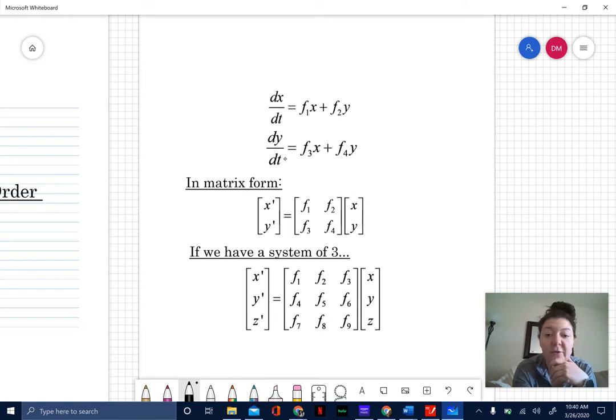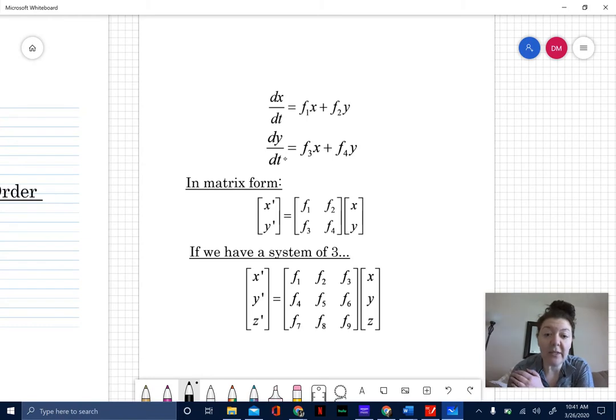These f1, f2, f3, f4 can be coefficients, but they may also be functions of our independent variable, where in this case, because we have x and y, they're both functions of the independent variable t. So in matrix form, and this is why we did so much work with matrices in chapter 3, it makes it a whole lot easier to solve systems.